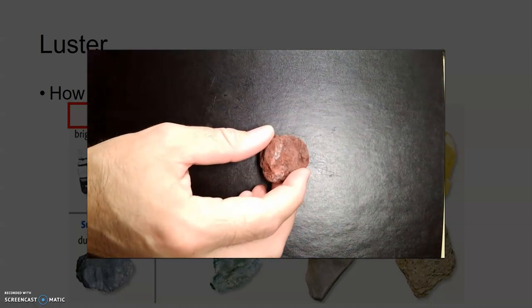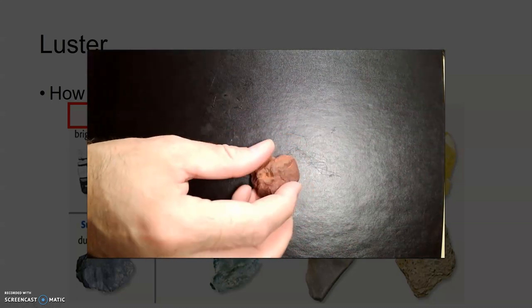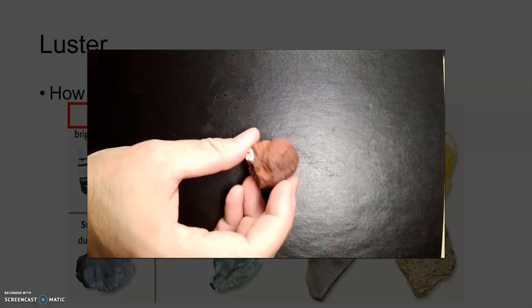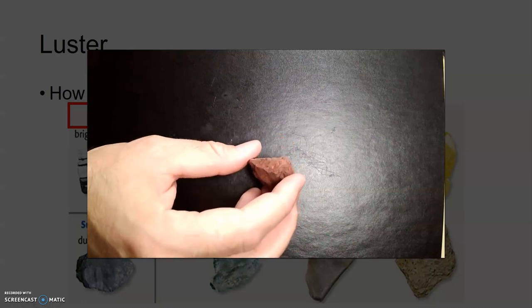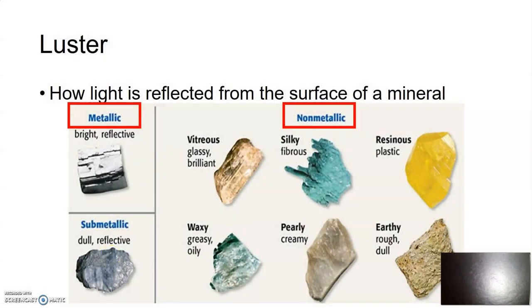Another good example here is something like this. Not only is it not metallic, it's not shiny at all. So that would be a non-metallic luster. All right, so that's one characteristic. The first thing you want to look at is luster.